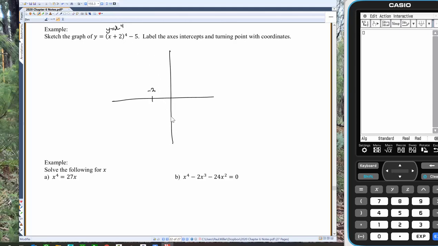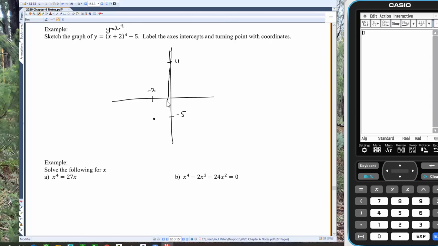Okay, now before I send this down 5 units, I'm just going to get the y-intercept, which occurs when x is equal to 0. So that's going to be 2 to the 4, which is 16. So that's about 11. So 5, 10. So somewhere up here will be 11. So here I'm going to place -5, and that's going to be my turning point. All right, so what the quartic is going to do, it's going to sweep down like this and come up through the 11. So I'm going to try and draw it on this side.